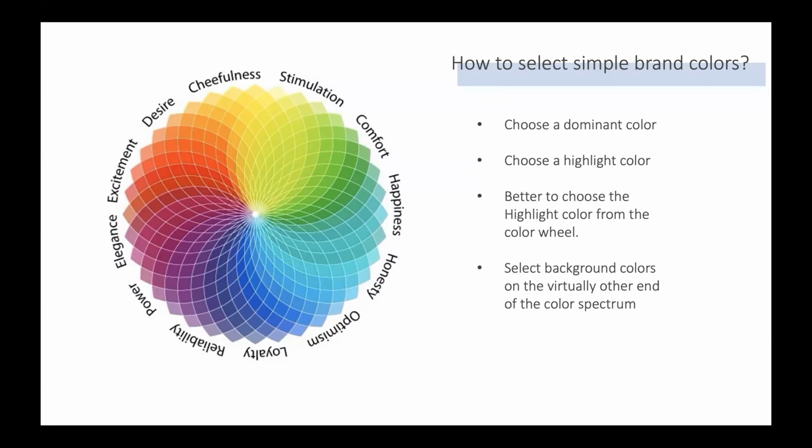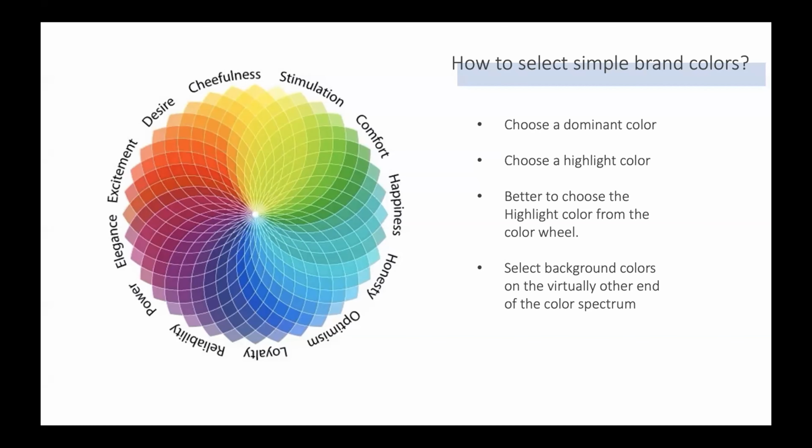So eventually, if you are selecting brand colors, let's say out of this wheel, we select two colors: one for the dominant base and one for the highlight. But usually for me, I stick to selecting the highlight color from the wheel, and I stick to any other color from the virtual end of the color spectrum as a background one. That helps me give a base to my design, which keeps my design very focused. And the highlight one really brings out the information that I want to showcase to the user. So I'm achieving two things here.